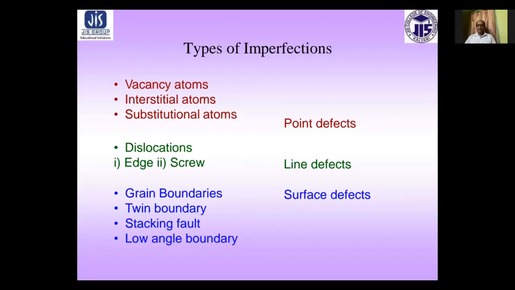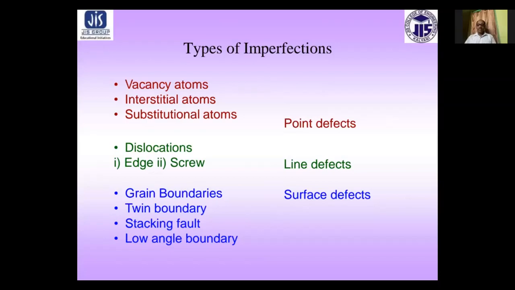Then there are line defects, or one-dimensional defects. These are edge dislocations and screw dislocations. And there is another kind of defect called surface defects, or two-dimensional defects, or planar defects. Under these come grain boundary defects, twin boundary defects, stacking fault defects, and low angle boundary defects.